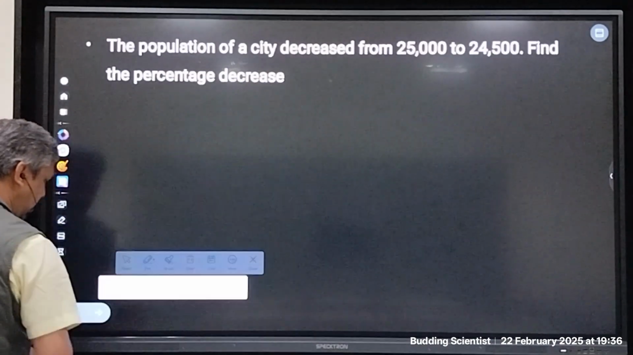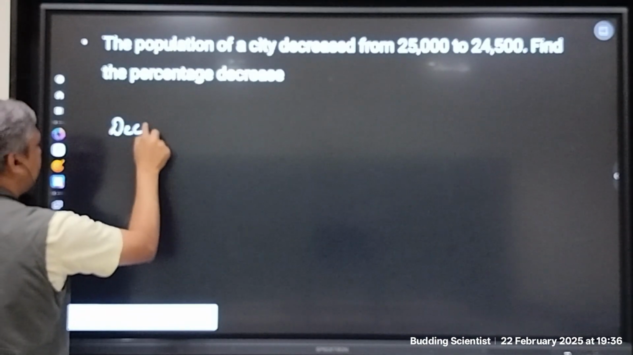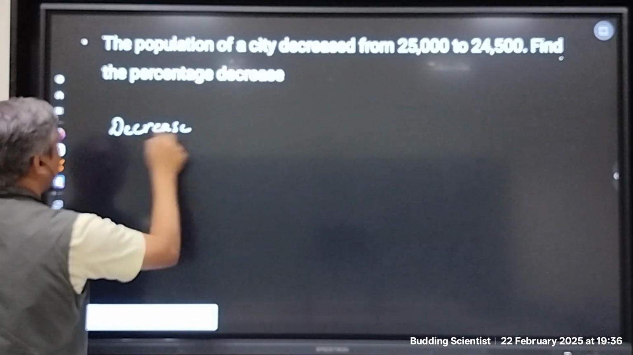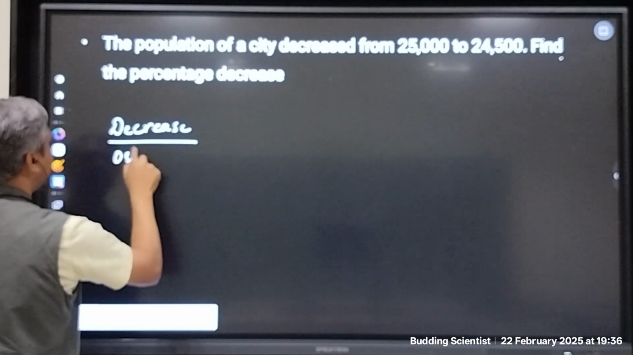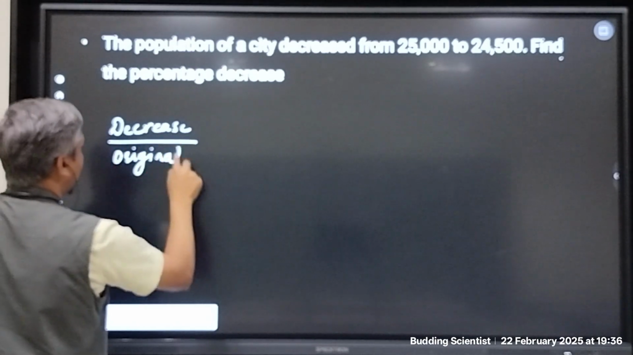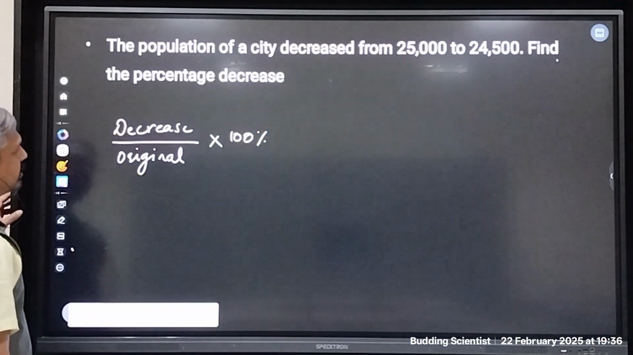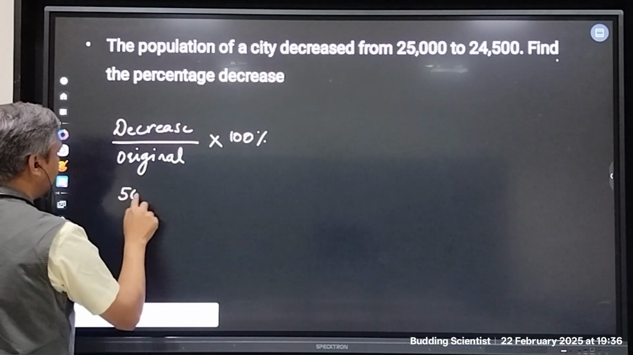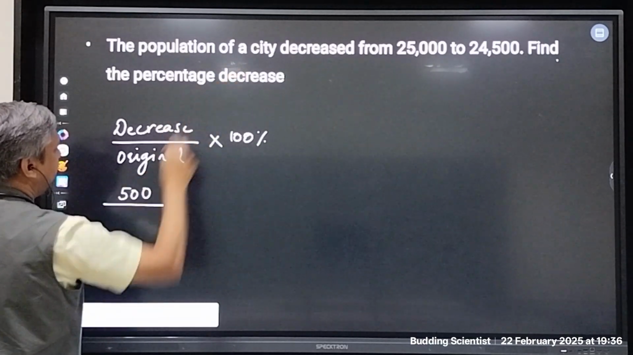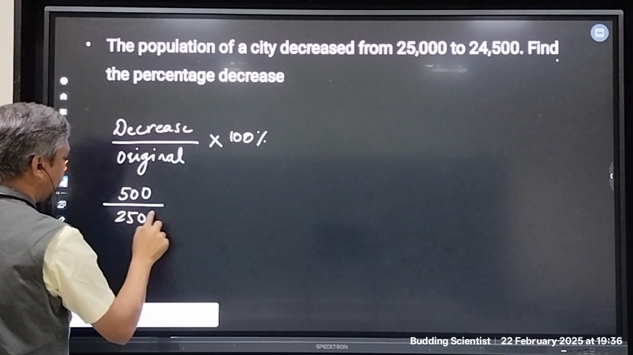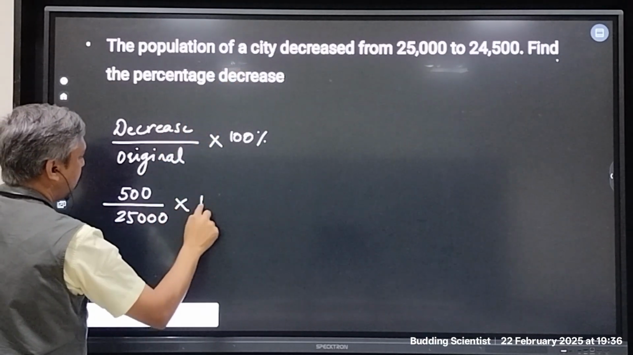So percentage decrease is equal to decrease upon original value into 100%. The decrease will be 500 upon 25,000 into 100.